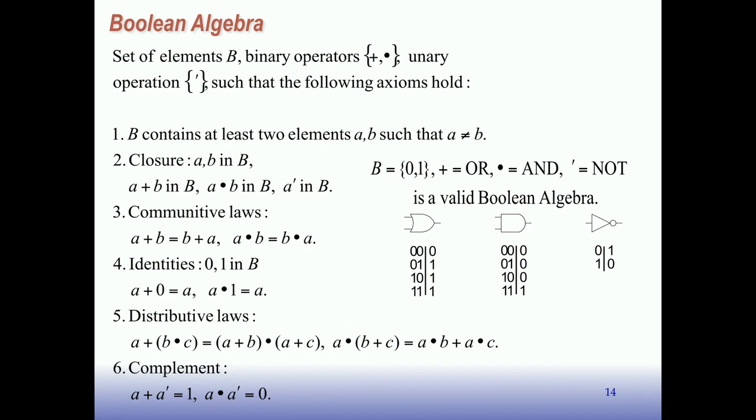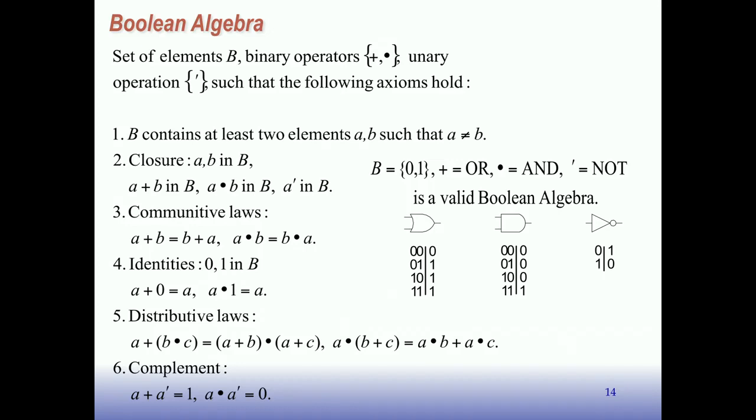It contains 2 elements, A and B, such that A is not equal to B. There's closure, and what closure says is if a and b are in big B, then A plus B is in big B, A times B is in big B, and A prime is also in big B. There are commutative laws, and the nice thing about Boolean algebra is that you can draw on all your intuition from high school algebra, and the algebra we learned on real numbers, and it almost always applies.